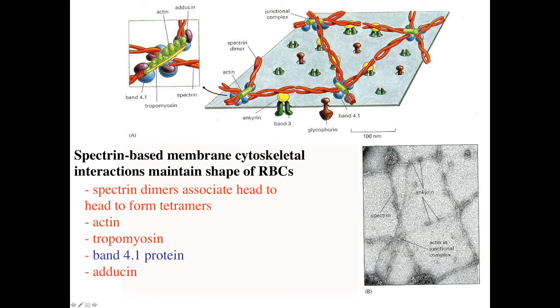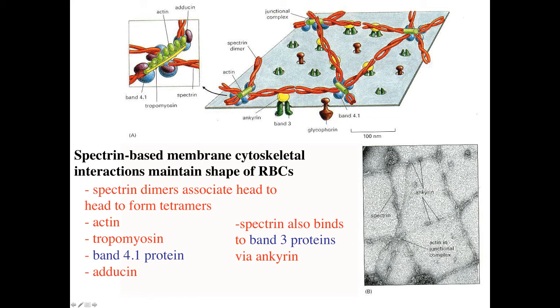It turns out that in this interaction there are spectrin dimers that associate head-to-head to form tetramers with each other, and they form these in conjunction with actin and tropomyosin, which you might recognize as cytoskeletal proteins. They also interact with proteins called band 4.1 protein and adducin. Band 4.1 protein is just named by virtue of how far it migrates on an electrophoretic gel. These spectrins also bind by virtue of ankyrin to band 3 protein, another membrane protein.